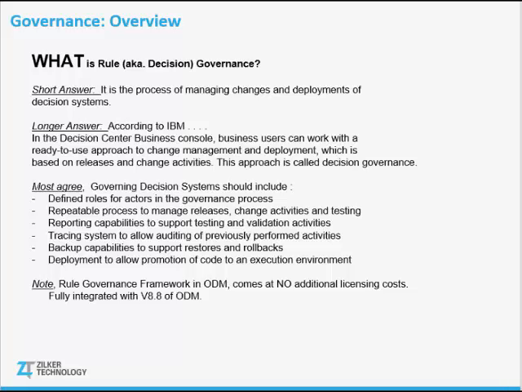But all those things aside, whether you like the short answer or the longer answer, most agree that when we govern decision systems, we include things like defining roles for the actors in the whole governance process. We're talking about a repeatable process to manage the change life cycle. We're talking about reporting capabilities to give clarity to the fact that the change activity is going as you expect. We're talking about tracking systems that allow auditing of previously run transactions or inquiries of the service. We're talking about the ability to do backups and restores and things of that nature.